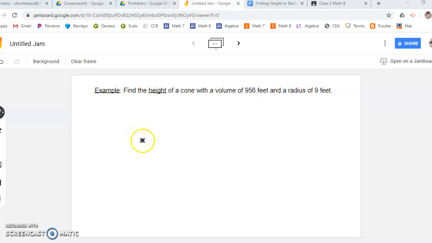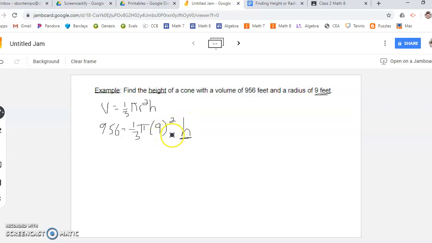Okay, I'm going to go through how to find the height of a cone if we have the volume and the radius. So, we remember our equation is V equals 1/3 pi r squared h. We have the volume now, that's 956, and that's equal to 1/3 pi. The radius we also have is 9, so when we substitute that in, we always put parentheses in, 9 squared h. Now we're basically just trying to isolate h and get it by itself.